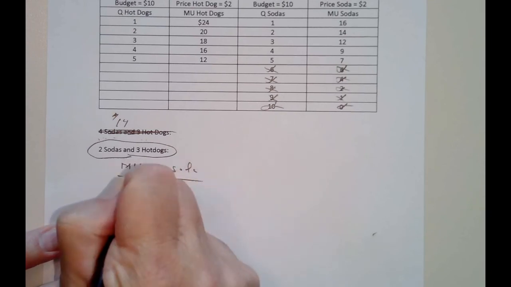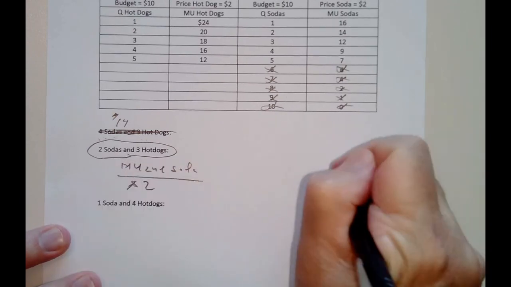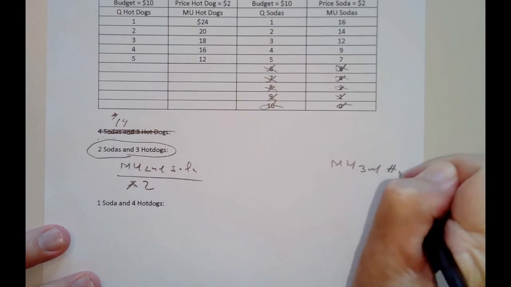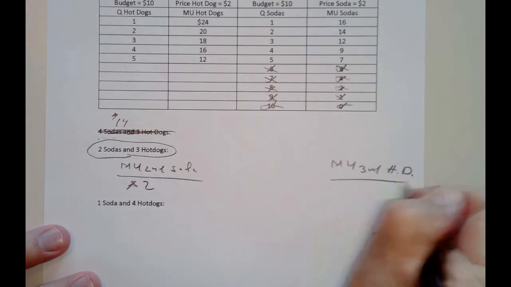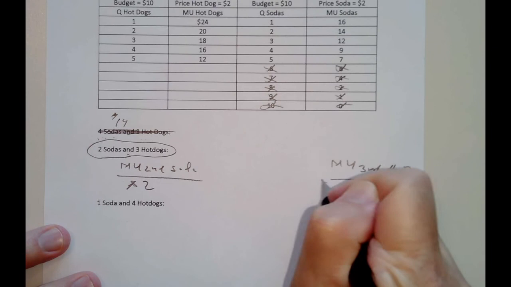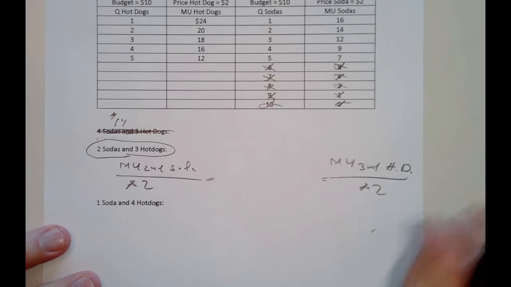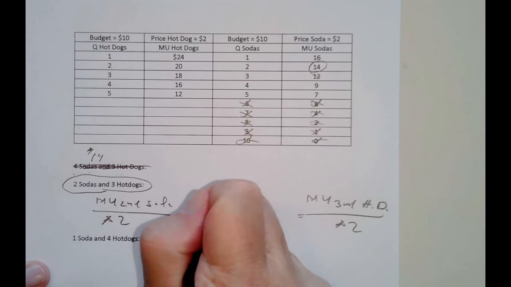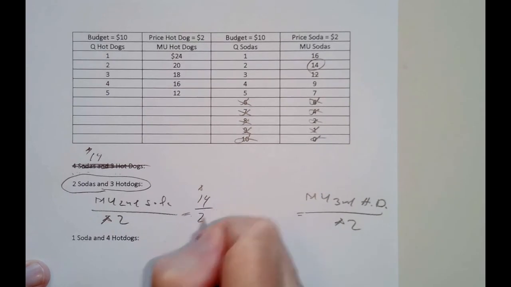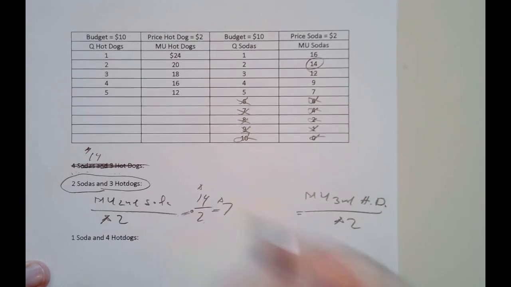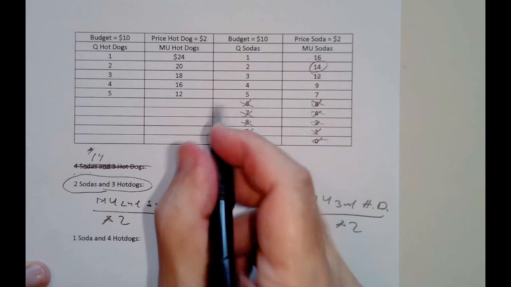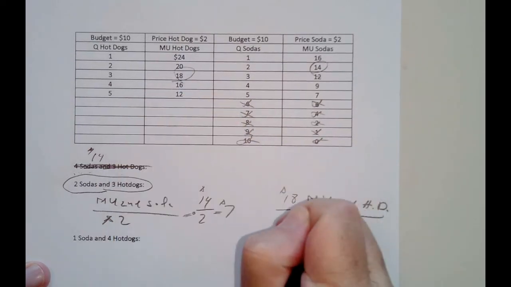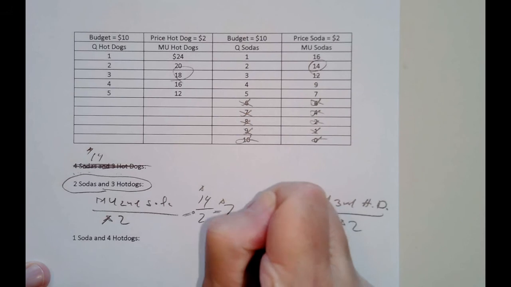Its price is now $2. And look at the marginal utility of the third hot dog. I'll put HD for hot dog, and it's $2. And now the second soda has a return of 14. So that's 14 over 2. That's a $7 return per dollar spent. And the third hot dog, we already did this one. Do it again. It's 18 over 2. And that's $9 per dollar spent.